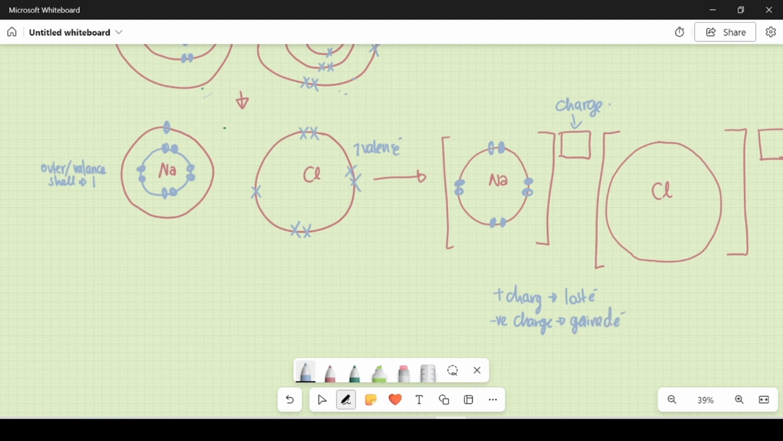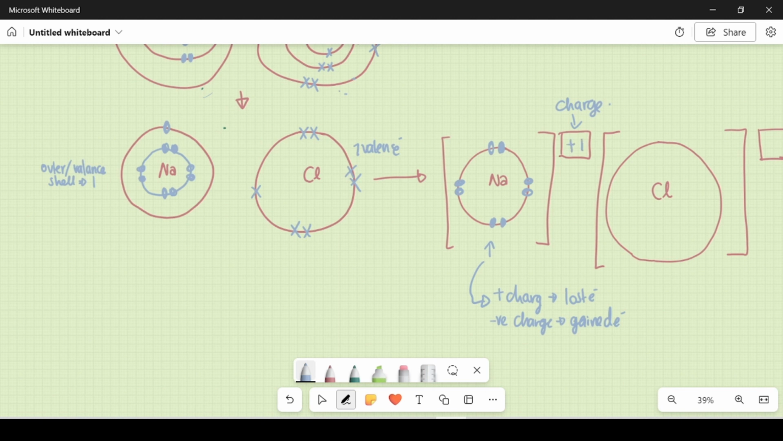Now, I would like you to pause this video and try to think, which one do you think is going to be the positive one, and which one do you think is going to be the negatively charged one? Okay, now I'm going to answer it quickly here. The positive charge is sodium. This is your positive charge because it has lost an electron. And how many electrons did sodium lose? There we go, that's your 1 electron right there. So it's going to be a +1.